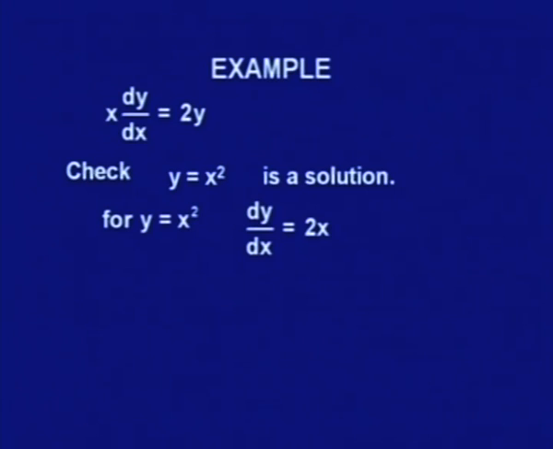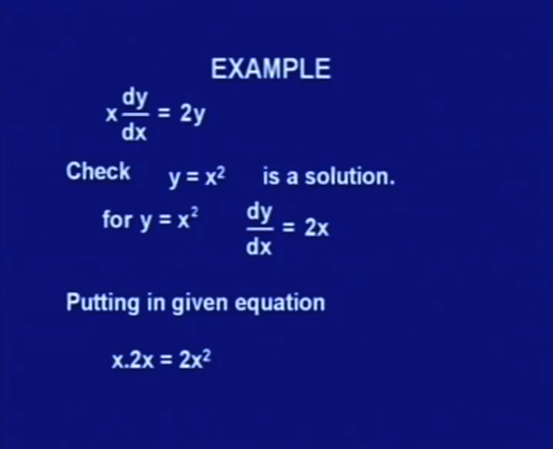Now, this value of the function, that is x square, and its derivative 2x, we can put into the given equation, and thus what we will get is x times 2x is equal to 2x square, and the right hand side is also 2x square. Thus, we get that this equation is being satisfied identically. Thus, x square is a solution of the differential equation x times dy over dx is equal to 2y. So, we have got a solution.